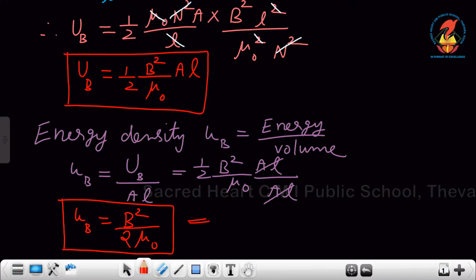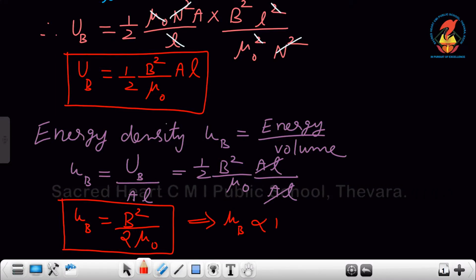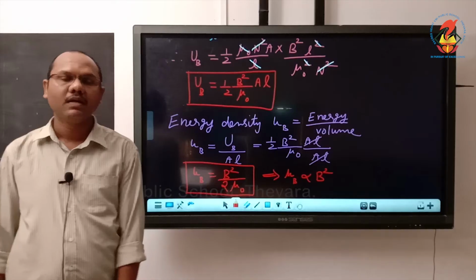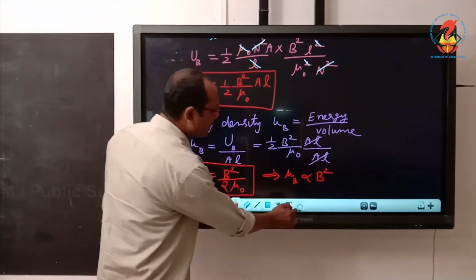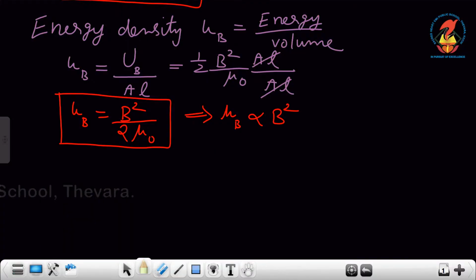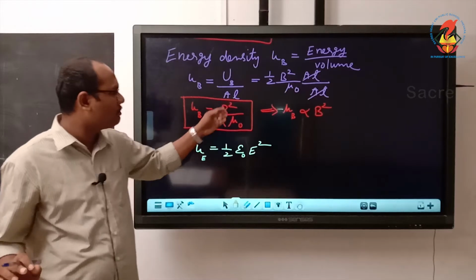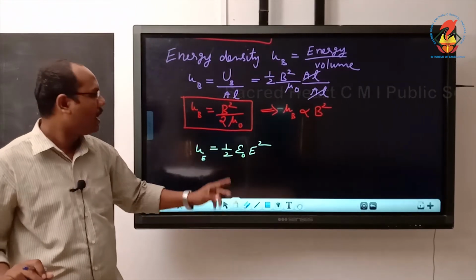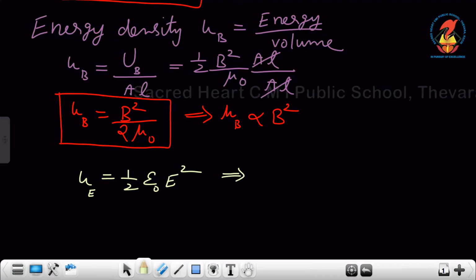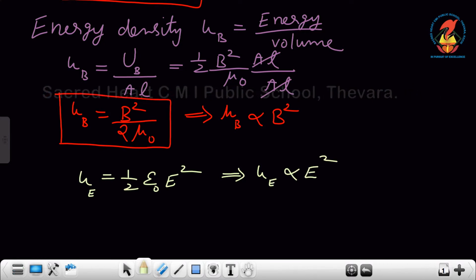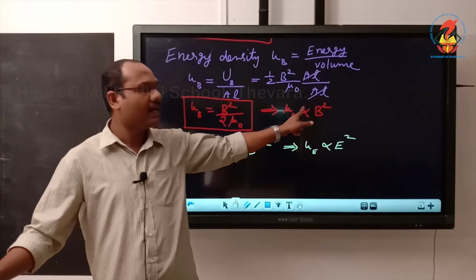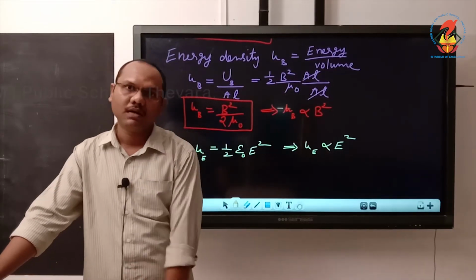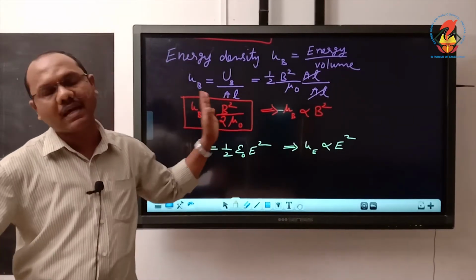Okay, so from this equation you can say that energy density is directly proportional to B square. In chapter 2 you have studied electric energy density, that I have written as UE, and that is half epsilon 0 E square. So you just compare these two equations. Here mu 0 is coming in the denominator but epsilon 0 in this equation is coming in the numerator. And you can see electrostatic energy density UE is directly proportional to the square of the electric field. Magnetic energy density is directly proportional to the square of the magnetic field. Okay, so that's all about energy and energy density.